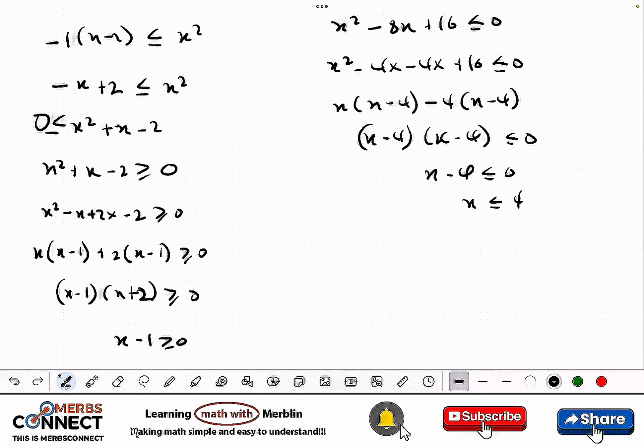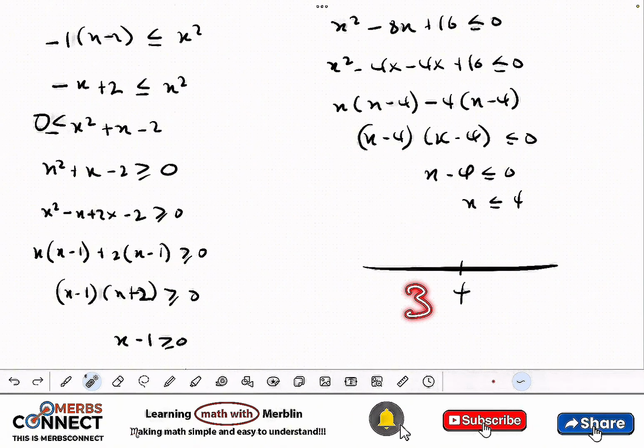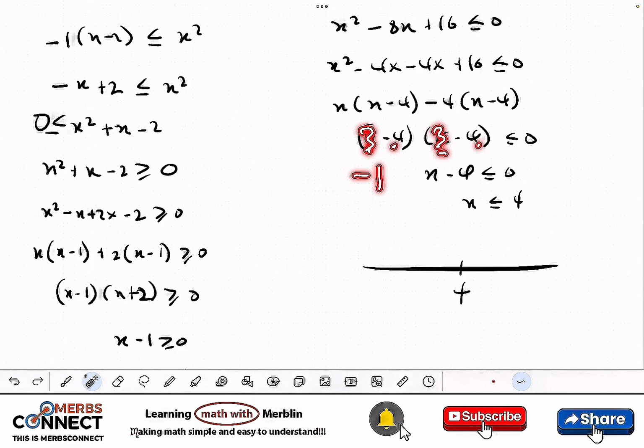So let's plot the 4 on the number line, right? And what we are going to do is we pick any number here, we test it here. We pick any number here, we test it here. So we can pick something like 3. When I plug in 3 here, plug in 3 here, 3 minus 4 is minus 1. 3 minus 4 is also minus 1. Minus 1 times minus 1 is positive. 1 is not less than or equal to 0. So this is out. No, we can pick like 5 here. 5 here will be 1, here will be 1. Right? So what are we going to get at the end of the day?